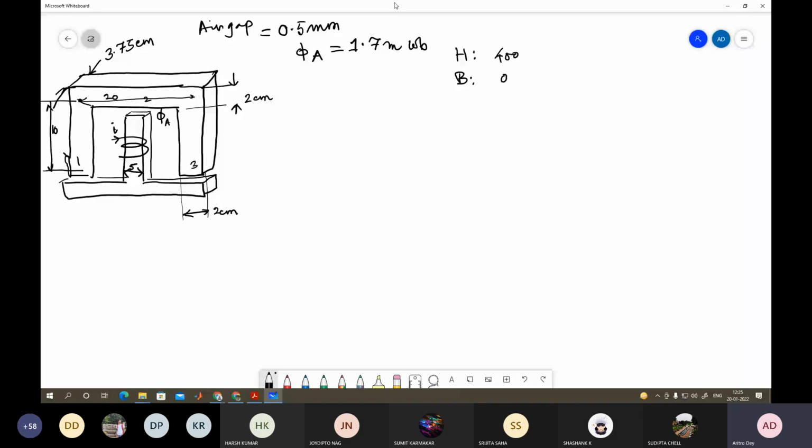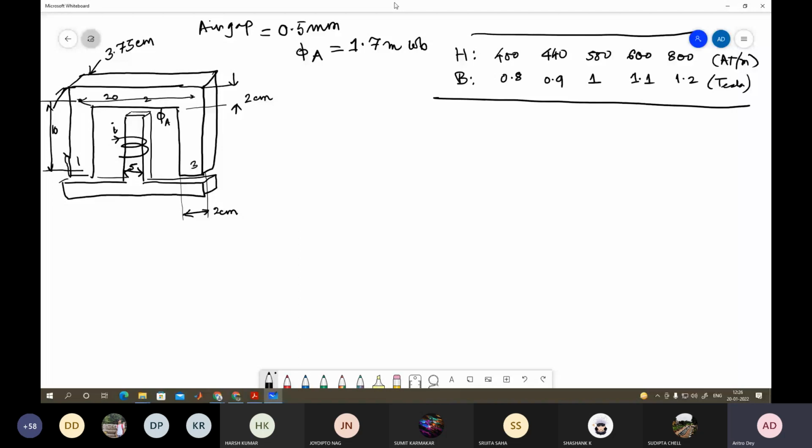So what is the cross section area of the central limb? First of all, what is given here? It is phi a in the central limb that is given. Phi a is equal to 1.7 milliweber, and we can see this entire circuit is symmetric about the central limb, so it will have equal reluctance, and this phi a will be divided as phi a by 2 here and phi a by 2 here. Equally the flux will be divided. So first we have to find out the cross section area of the central limb.